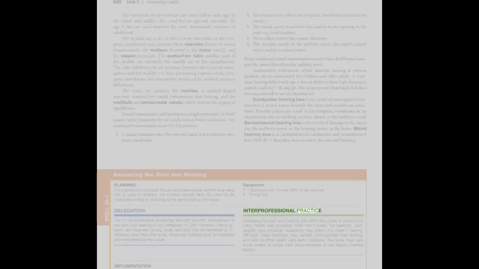Interprofessional practice: assessing the ears and hearing are within the scope of practice for many healthcare providers other than nurses. For example, audiologists and physician assistants may check the client's hearing. Although these providers may verbally communicate their findings and plan to other healthcare team members, the nurse must also know where to locate their documentation in the client's medical record. Equipment: otoscope with several sizes of ear specula, tuning fork.